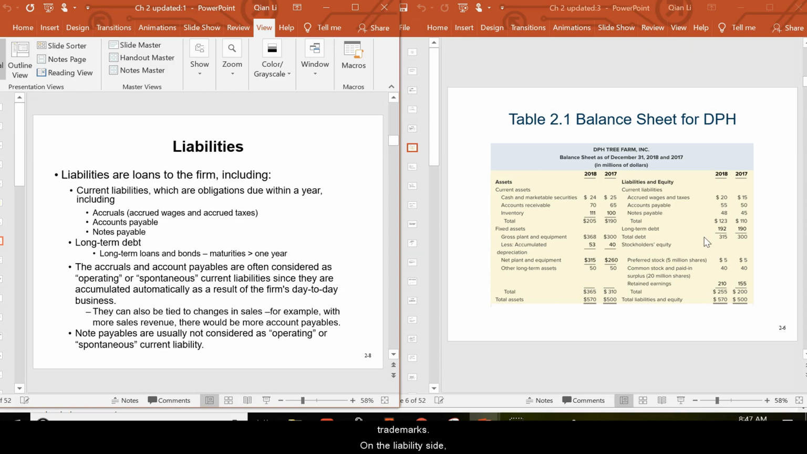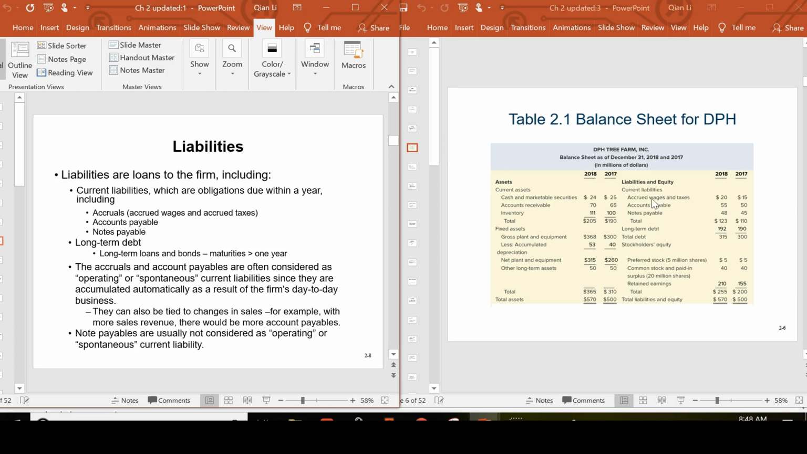On the liability side, liabilities are loans to the company. That would include current liabilities and long-term debt. Current liabilities are obligations due within a year, which means the company is supposed to pay off these liabilities within a year. These include accrued wages and taxes, accounts payable, and notes payable. Long-term debt usually includes long-term loans and bonds, and their maturities are generally longer than 1 year.